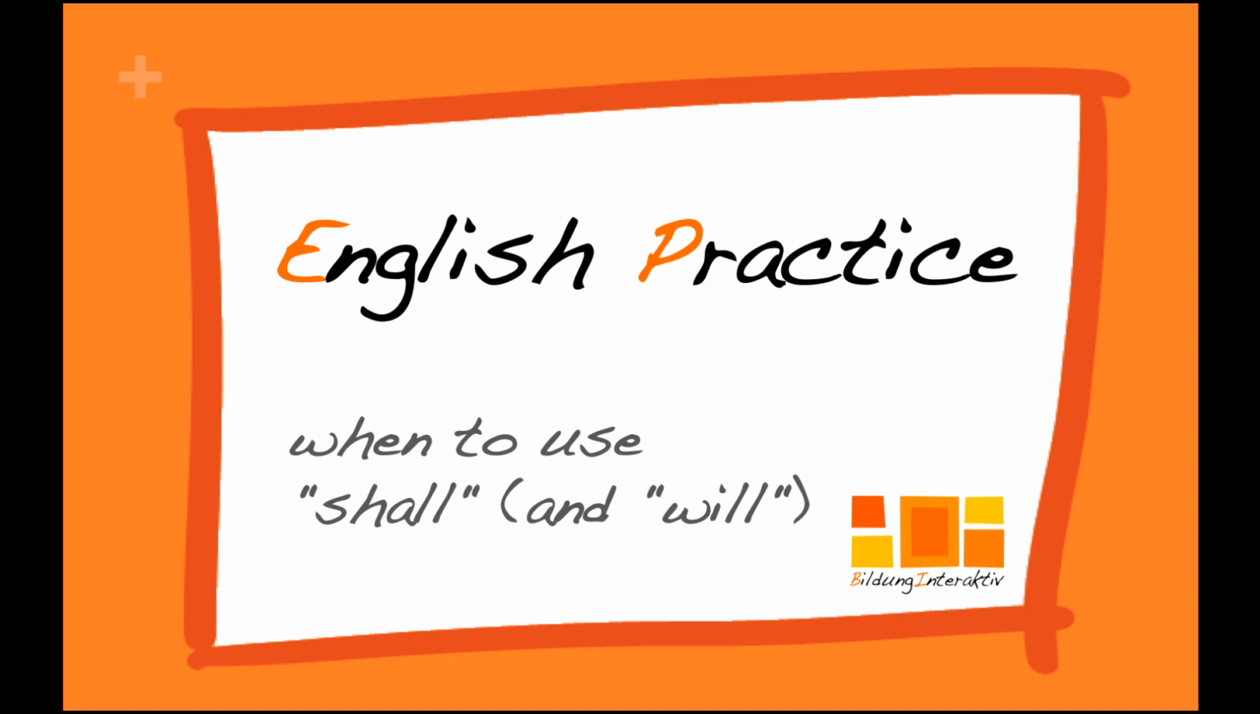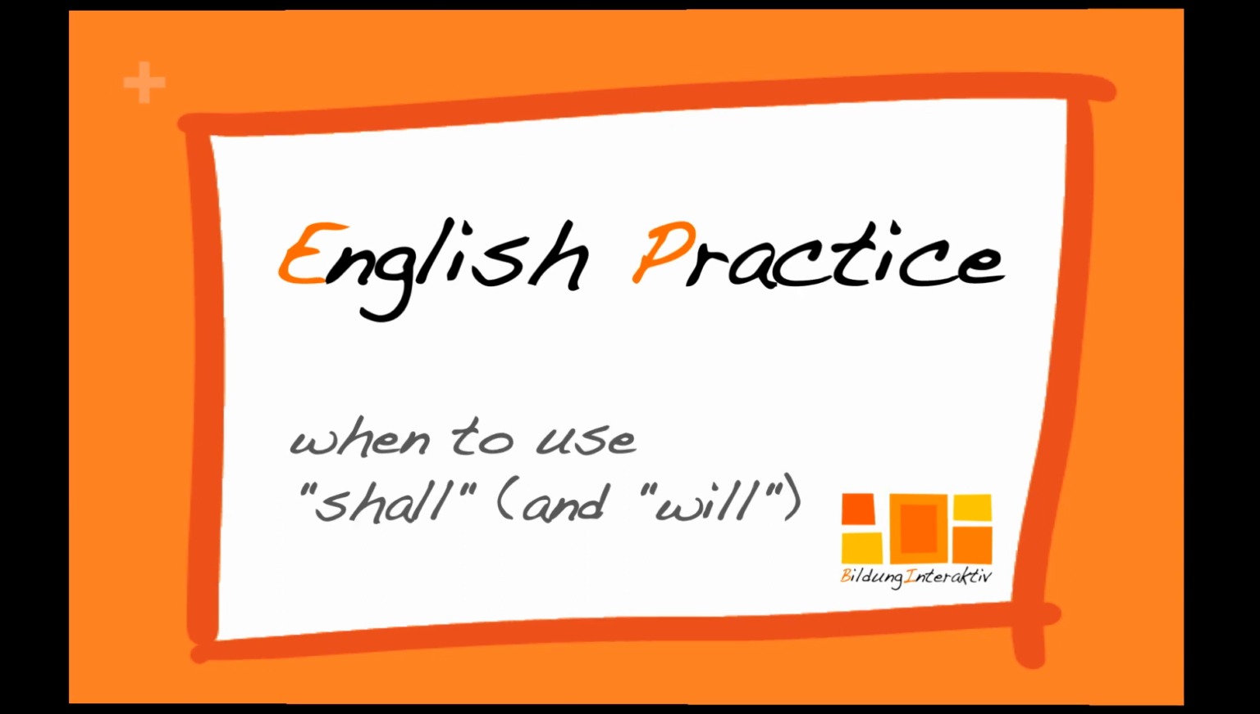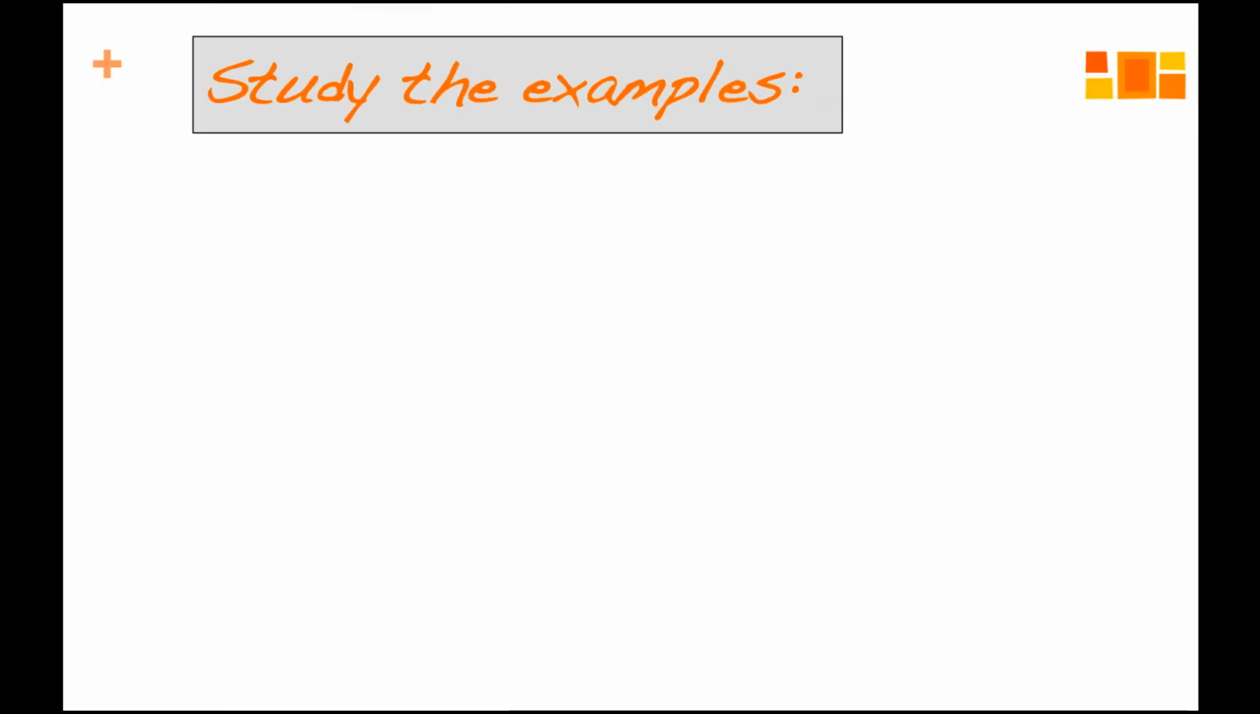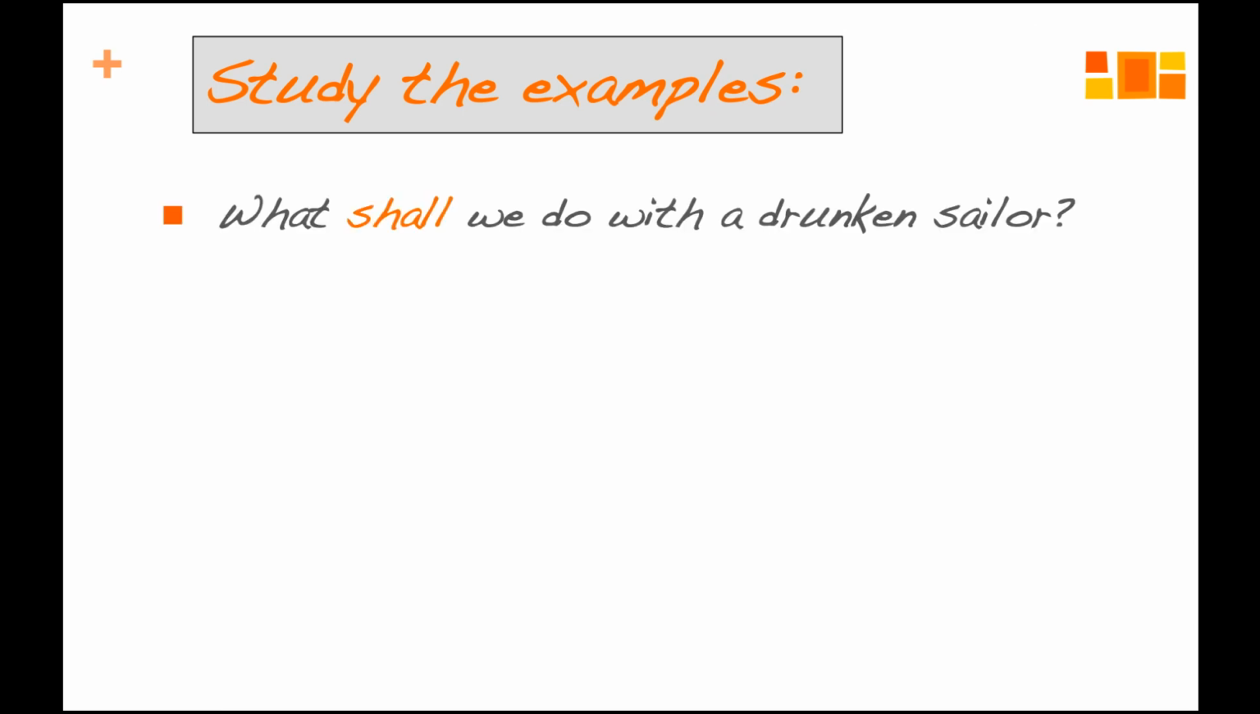In this video clip we will tell you a couple of things that you want to remember when you use shall in English. Let's have a look at a couple of examples where we typically use shall. Everybody knows the song, almost everybody knows the song, "What shall we do with the drunken sailor?" So here we typically use shall, not only because the song wants you to, but also grammar-wise.